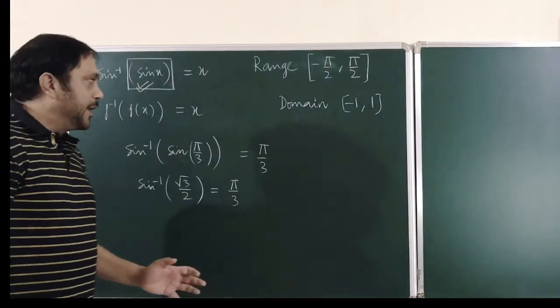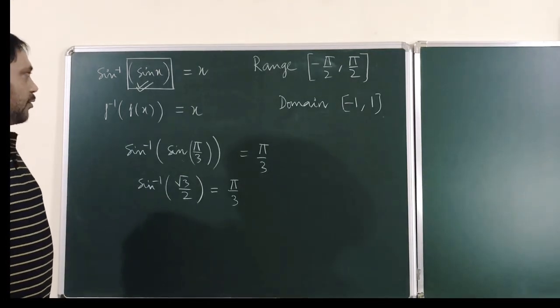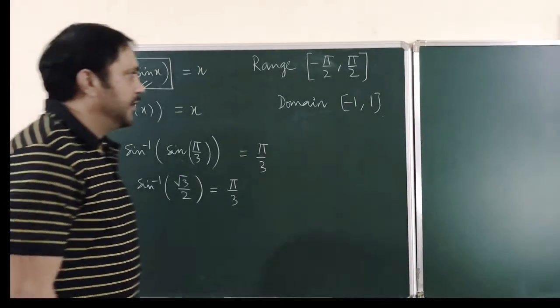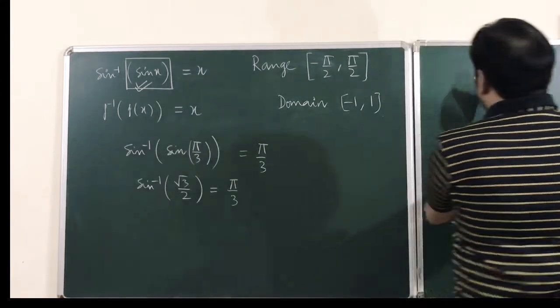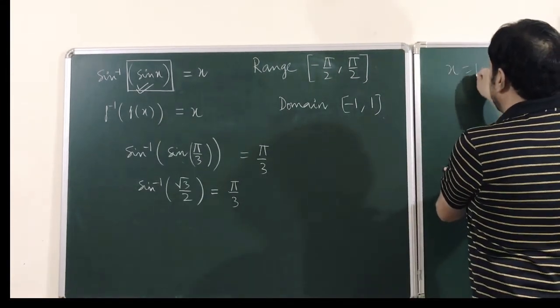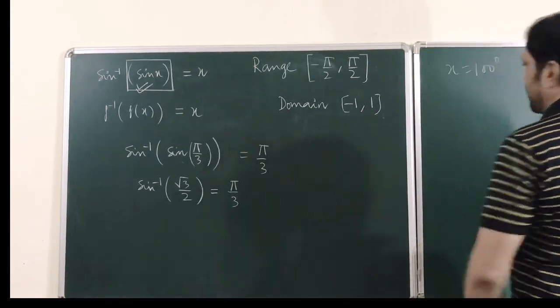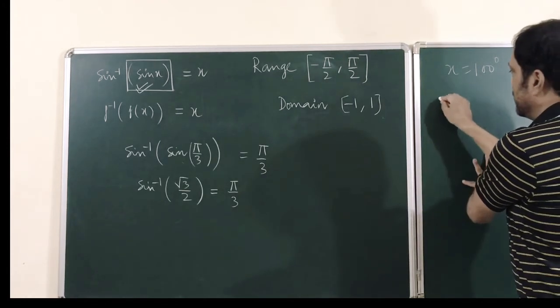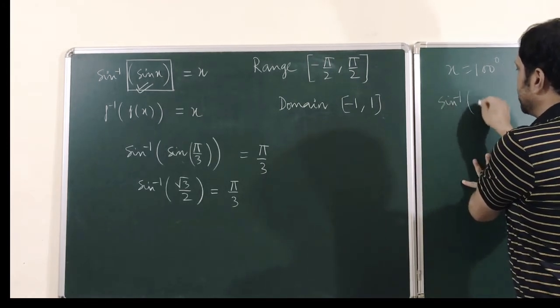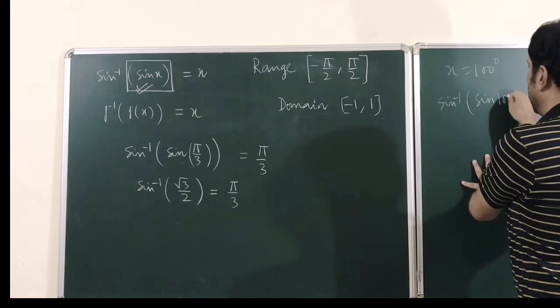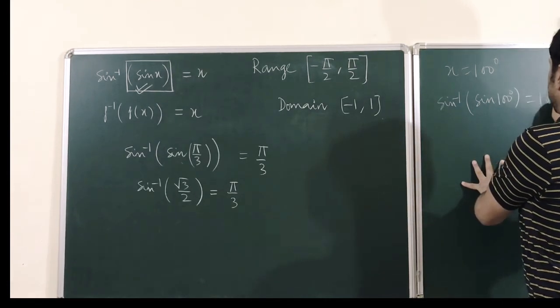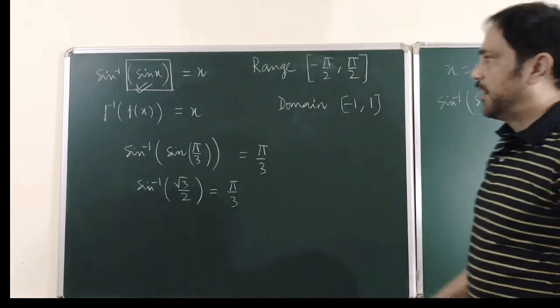But what will happen if I increase the value of x to more than 90 degrees? Let's say I want to write x equal to 100 degrees. I'm just taking one example there. Sine inverse of sine 100 degrees must be 100 degrees as per this rule.